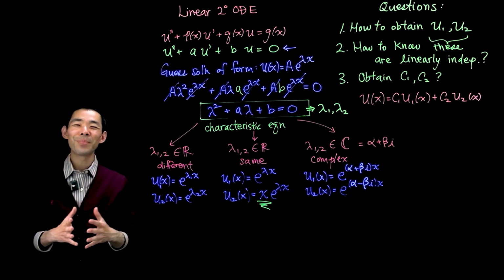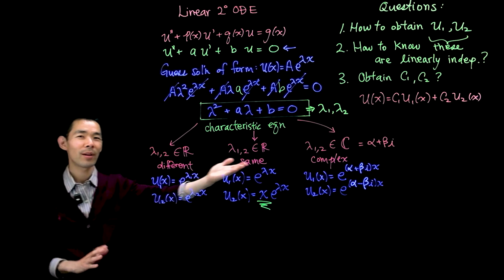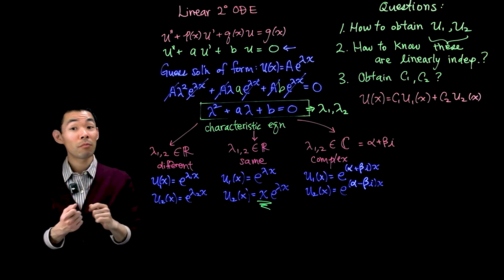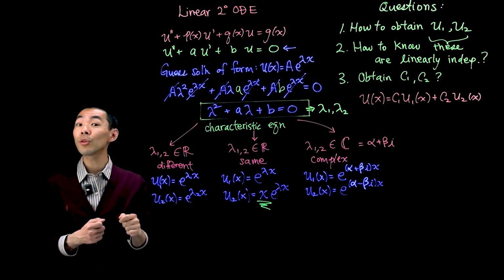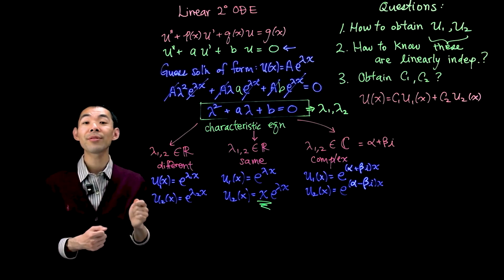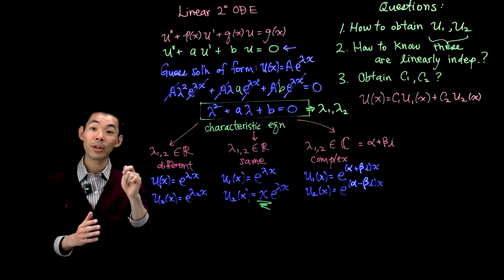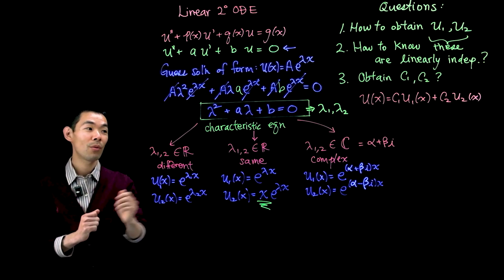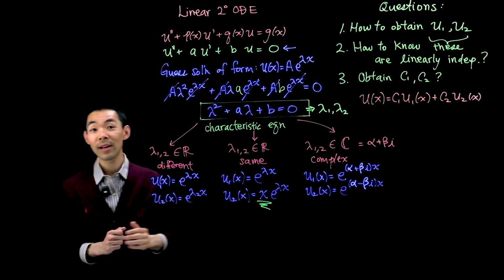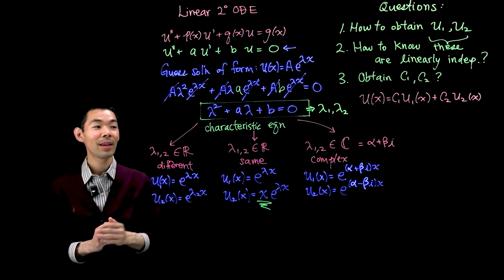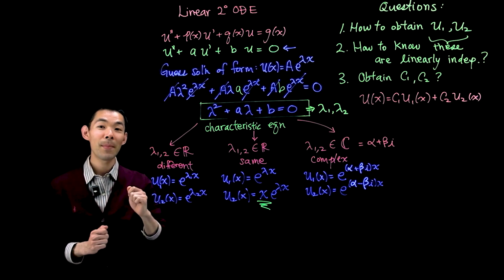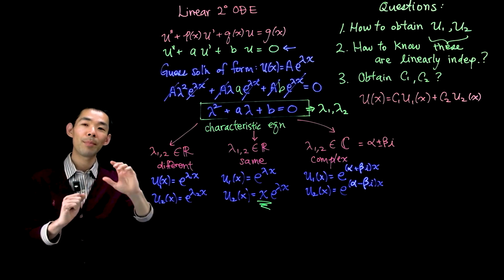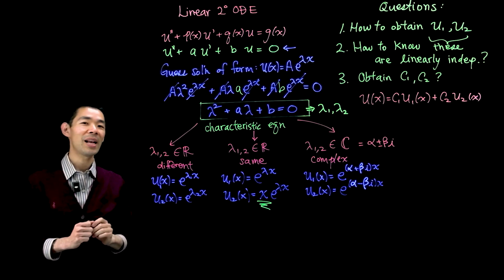When your roots are complex, it's going to take the form shown here. Lambda 1 and lambda 2 will be some real number alpha plus another real number beta times the imaginary unit i. So imaginary unit i is the square root of -1. And so lambda 1 will be alpha plus beta i, and lambda 2 will be alpha minus beta i. So it's going to have a real number alpha plus or minus imaginary number beta i.